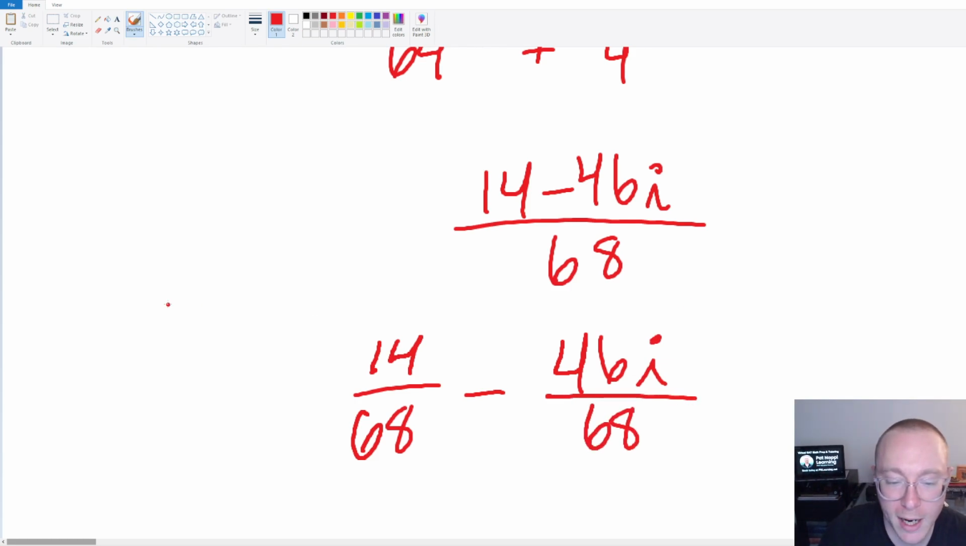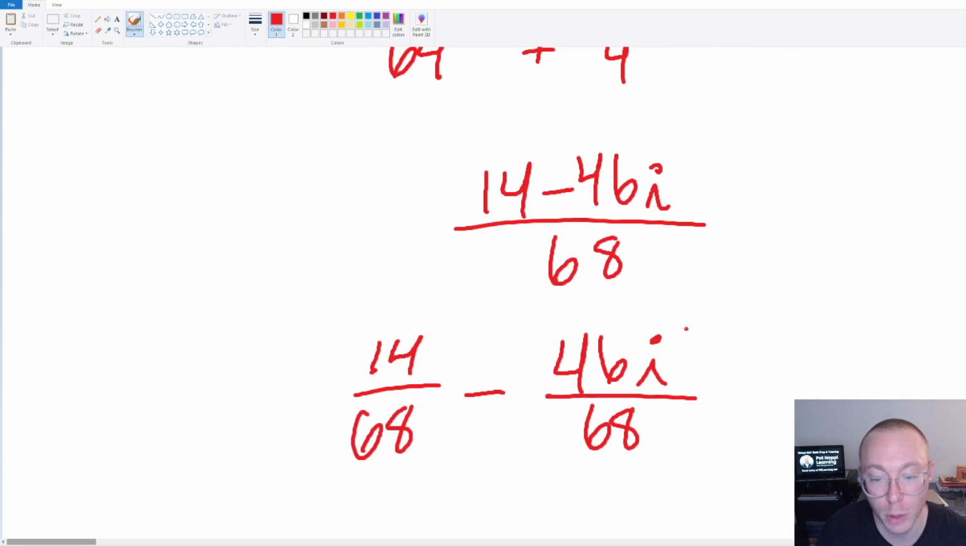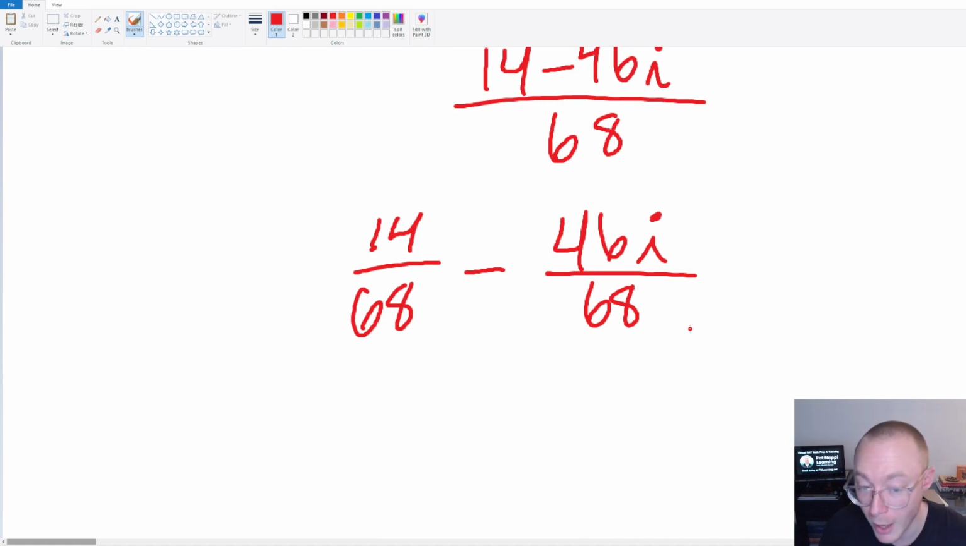And all we have to do now is sort of look up at our answers and see if we got it. We're getting close because it's starting to look like these answer choices, but we don't have anything that exactly matches. And we might start to notice that there are 34s in the denominator, there are 8s and 2s in the denominators, so we're going to be trying to get something like that. And the only way we're going to turn a 68 into a lower number is by simplifying these fractions.